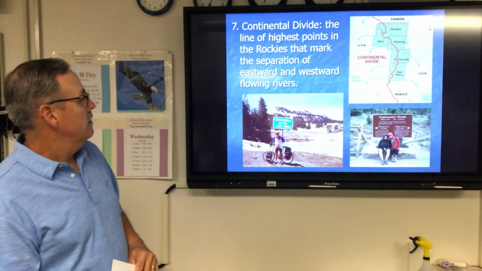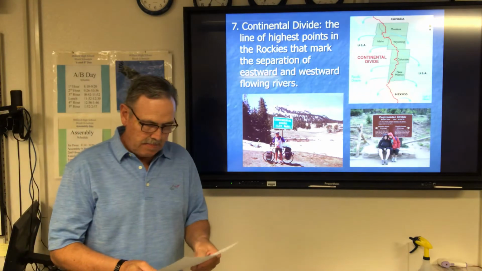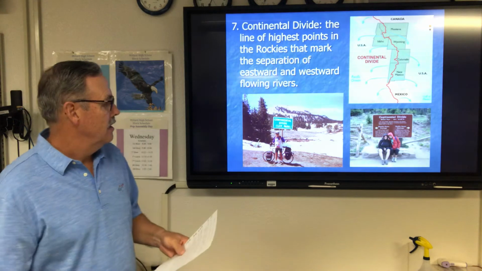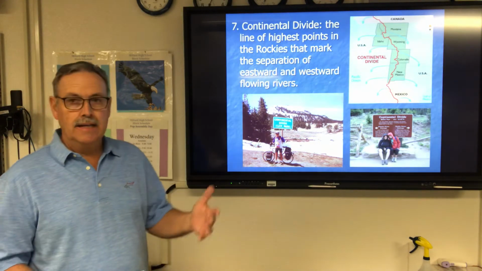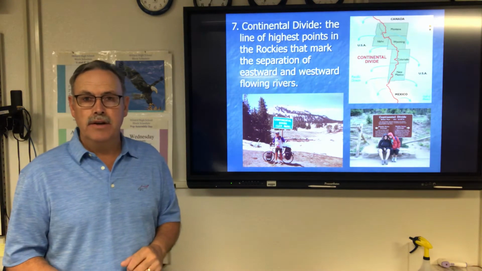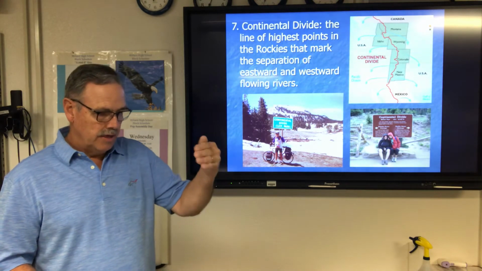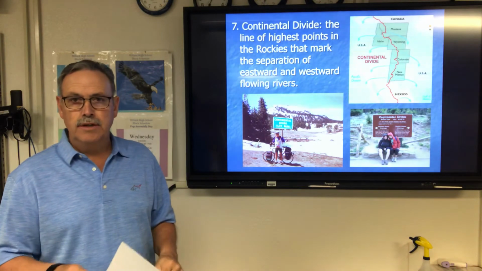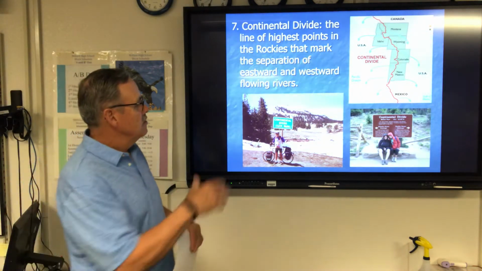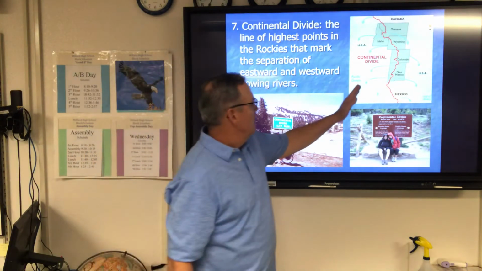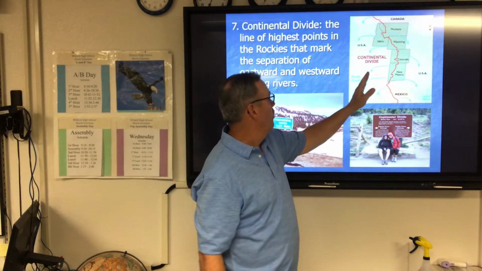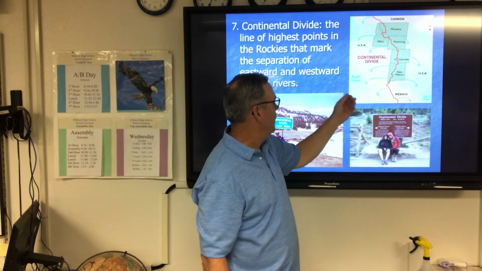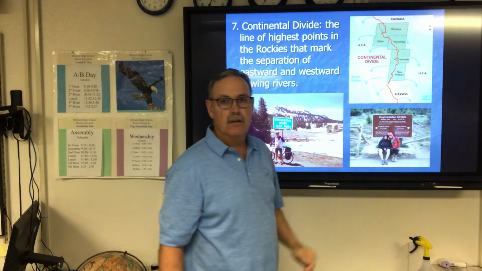Okay, Continental Divide, the line of highest points in the Rockies that marks the separation of eastward and westward flowing rivers. Technically, I guess we could say that the Appalachians also have a continental divide, where there's a high point and anything flowing east or west of that line would move away from the mountain range. So as we look at this one, obviously everything on the west would flow to the western side of the country, some of it making its way, and most of it into the Pacific Ocean, Gulf of California.